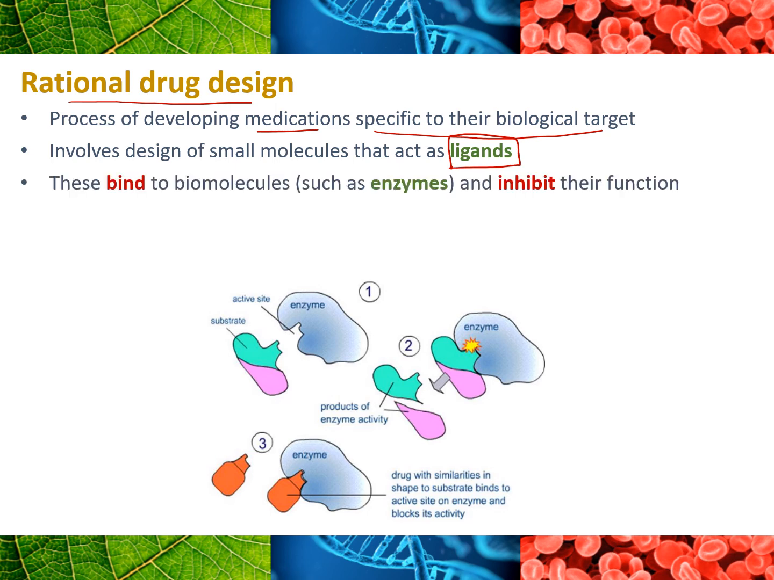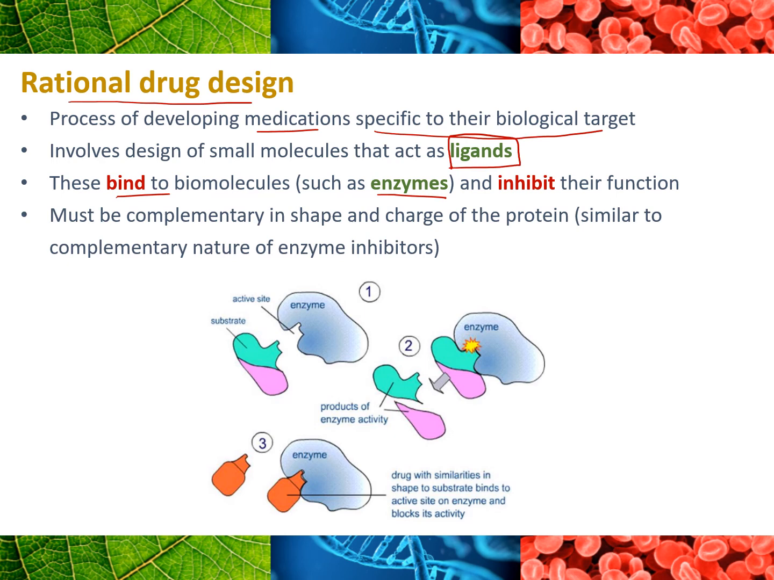And what these molecules will do is bind to other molecules that could be part of a pathogen, or it could be something like an enzyme, and inhibit their function. Okay, so very similar in action to enzyme inhibitors that we looked at in Unit 3. What's really important is that these ligands that are produced have to be complementary in shape and charge of the protein or the enzyme that they are binding to.